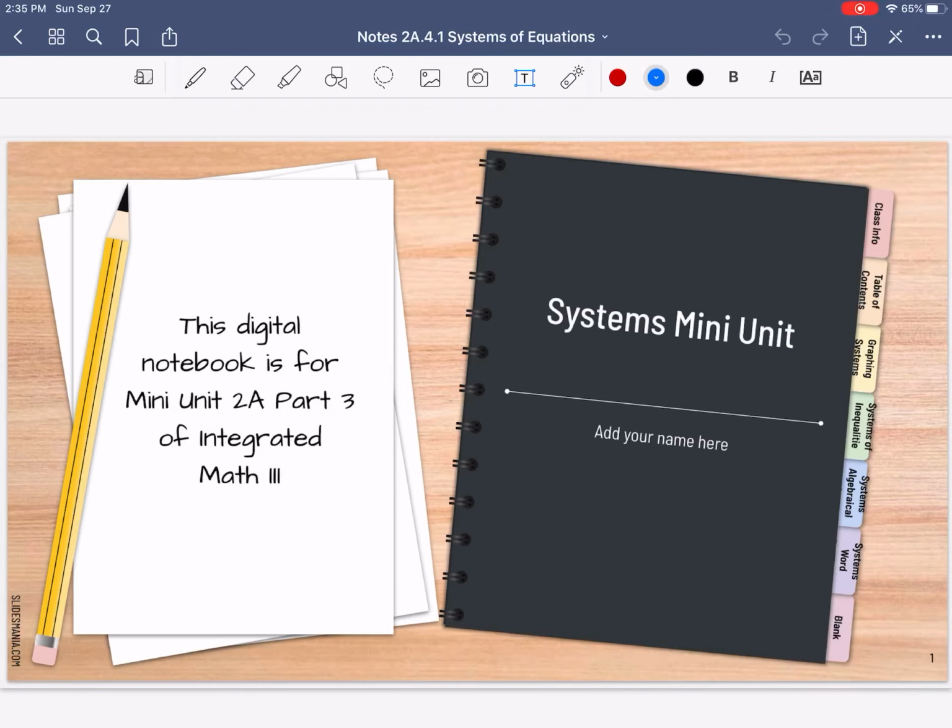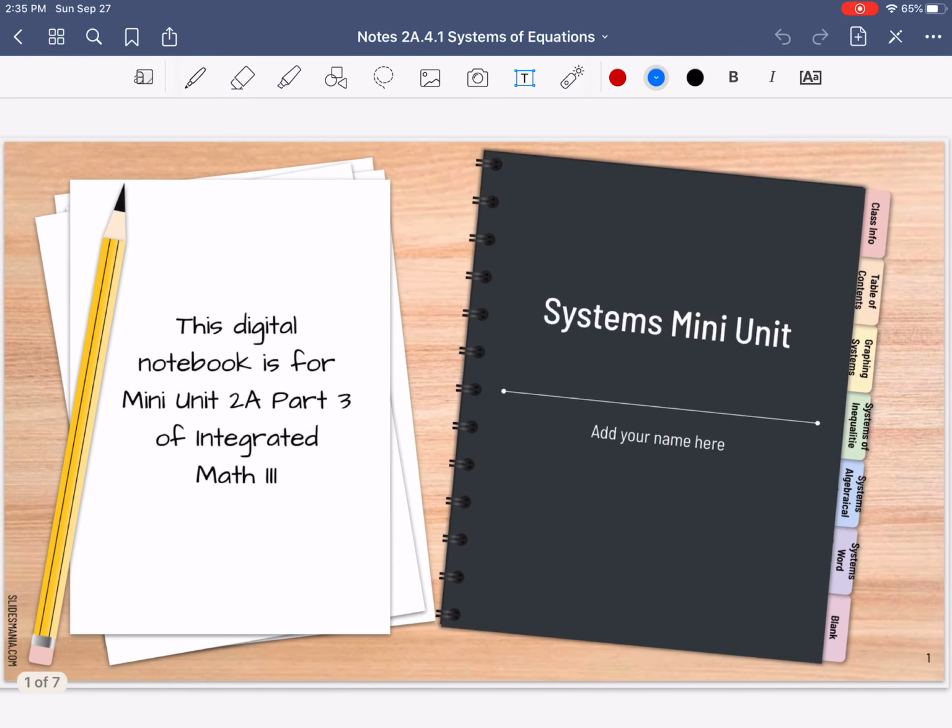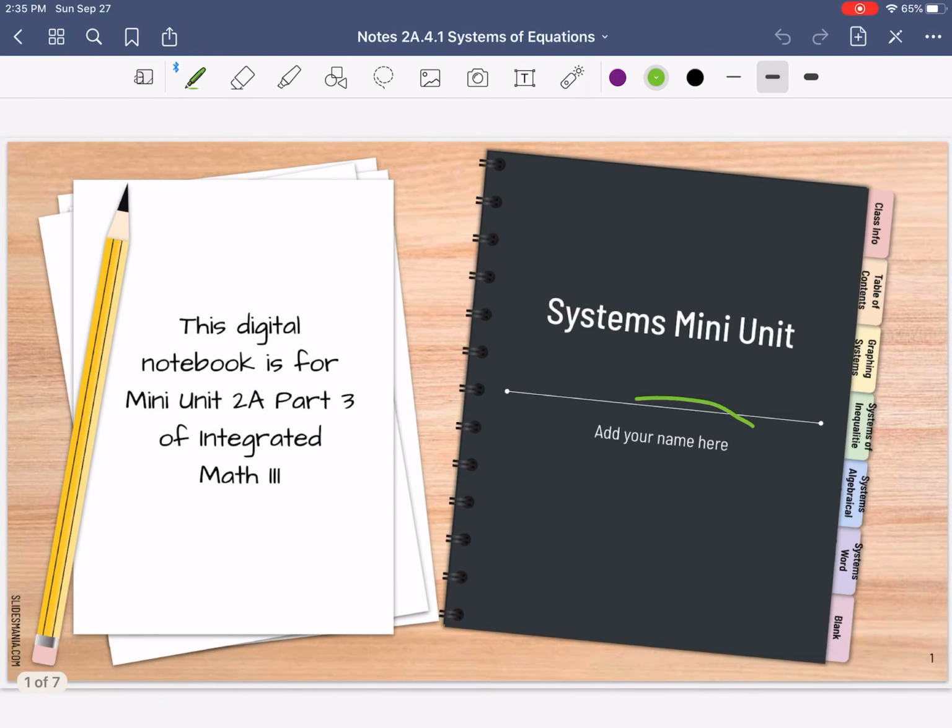Hi guys, these are our notes from Monday if you were absent or wanted to look back at them. This is our mini unit on systems. So we got a new little notebook so you guys can put your name on the front.